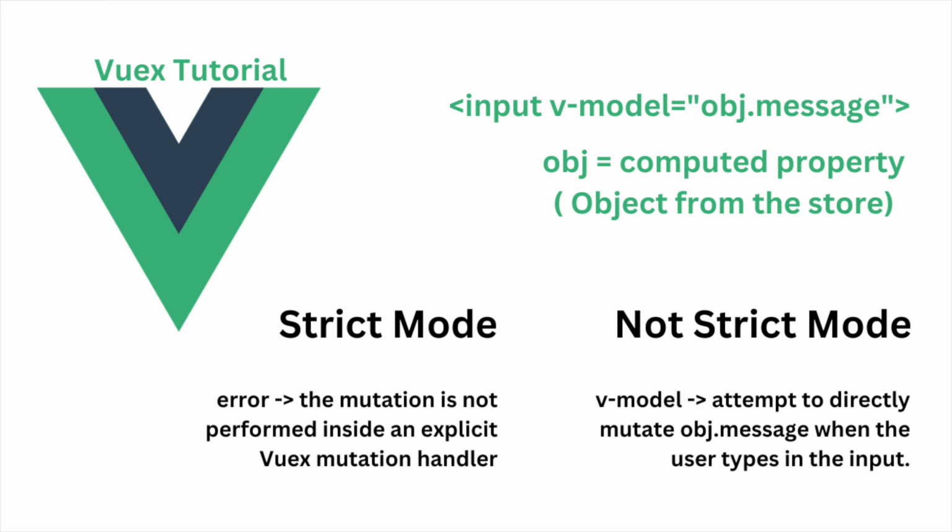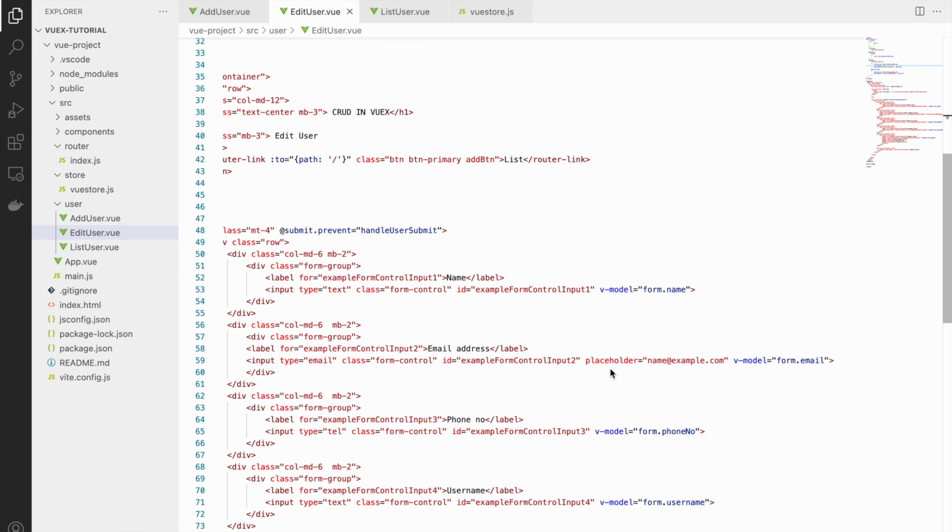So let's say you have an input field, and this object you are calling using a computed property, and if your Vue app is in strict mode, then it will throw an error that direct mutation is not possible, you need to call a mutation. And if it's in non-strict mode, then it will directly update the store value. So now let's see updating store values using mutation.